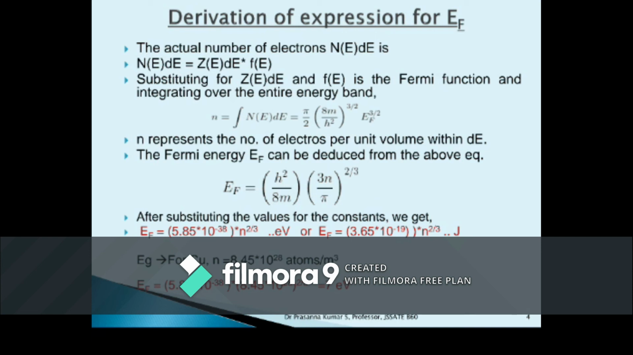Okay, so if you are estimating the Fermi energy of copper, then the value of n is 8.45 into 10 to the power of 28 atoms per meter cube. If you multiply it with the above expression, EF is equal to 5.85 into 10 to the minus 38 n to the 2/3. See here, and if you want to express it in electron volts, you know the conversion: 1 eV is equal to 1.6 into 10 to the power minus 19 joule. So using this, you can calculate the Fermi energy.